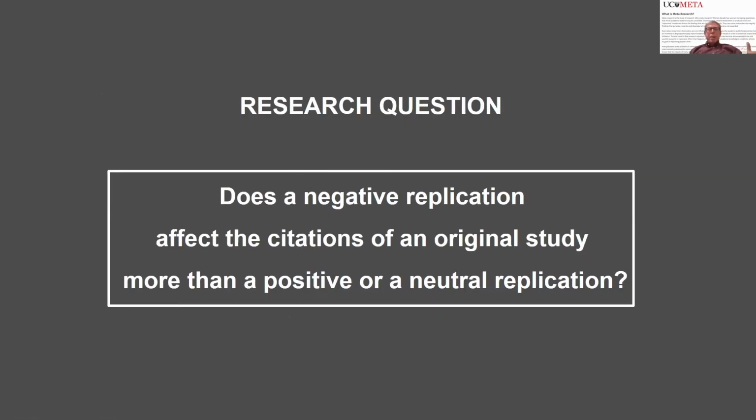We do a number of things in the paper, but the particular question I want to focus on this morning is, does a negative replication, that is a replication that does not confirm the findings of an original study, affect the citations of that original study more so than, say, a positive or a neutral replication?